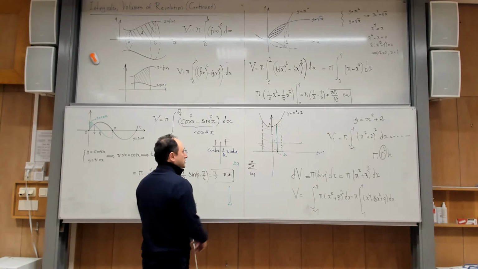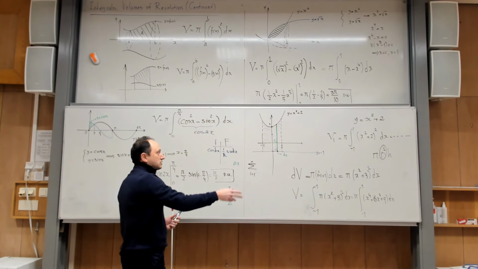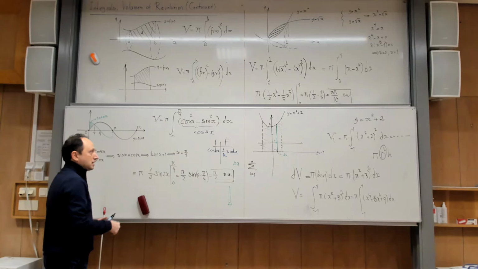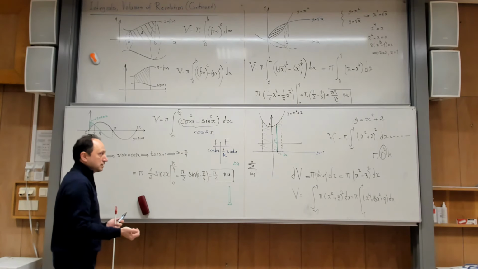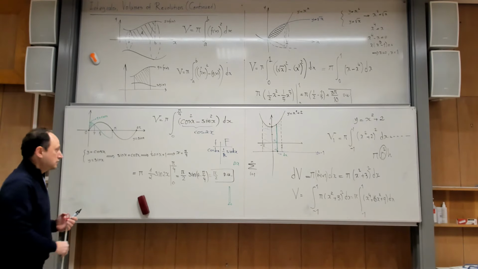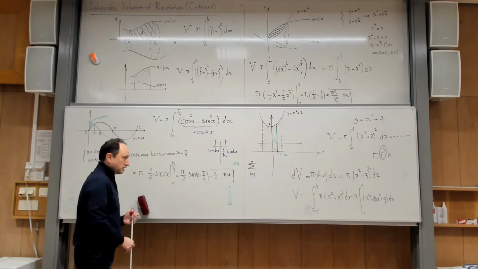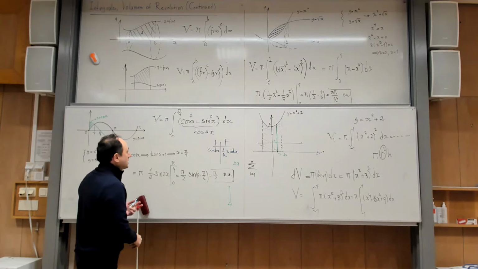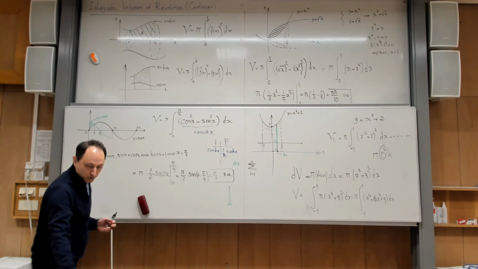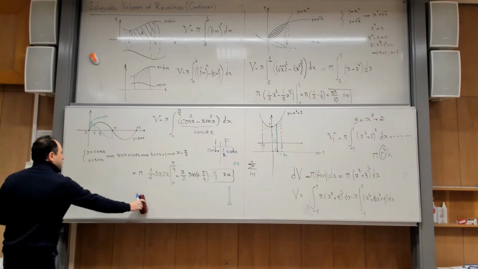If instead of rotating an area about the x-axis, I rotate the area about the y-axis, that also generates a solid object. And that is a sensible question to ask: what is the volume? Yes? So I want you to understand what is going on, and then you can probably predict the formula. Let me just write the formula here.